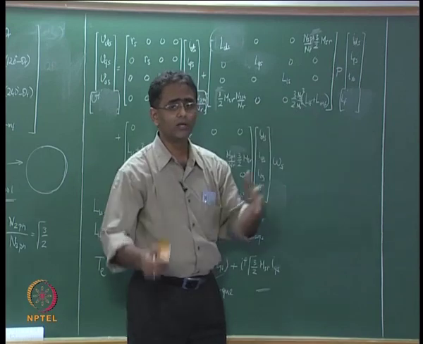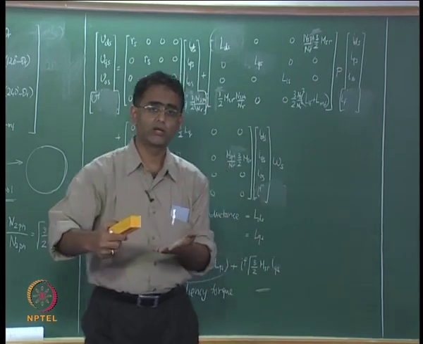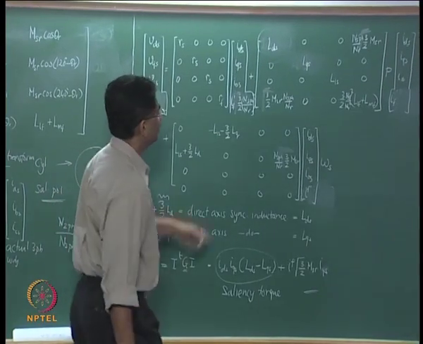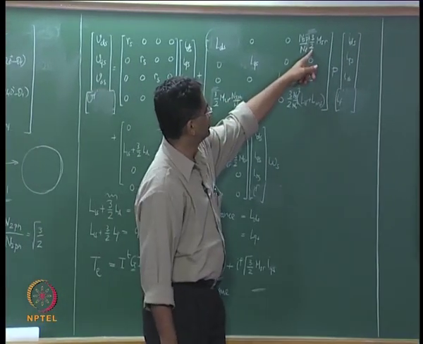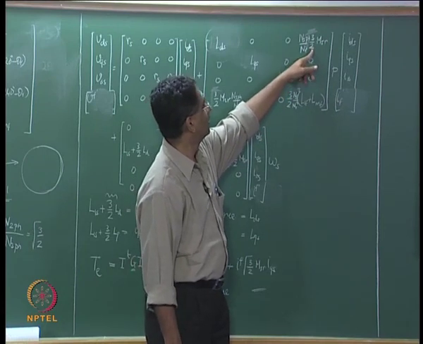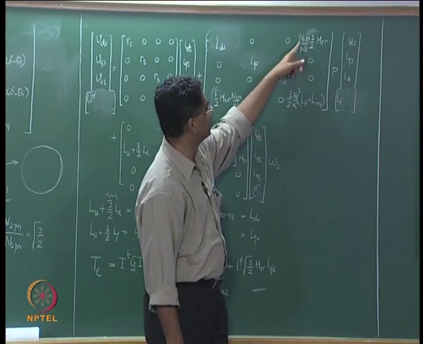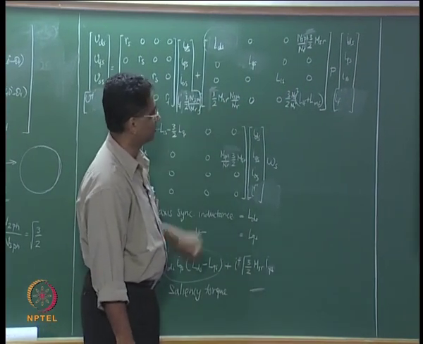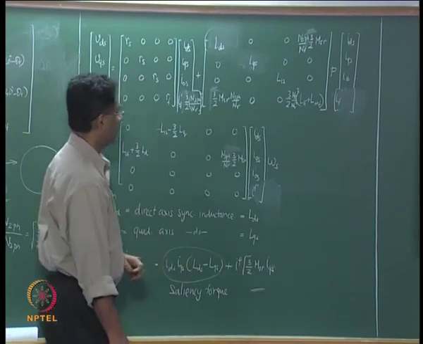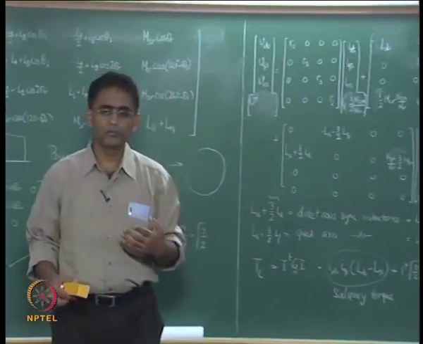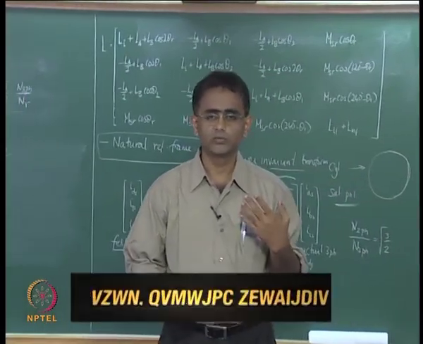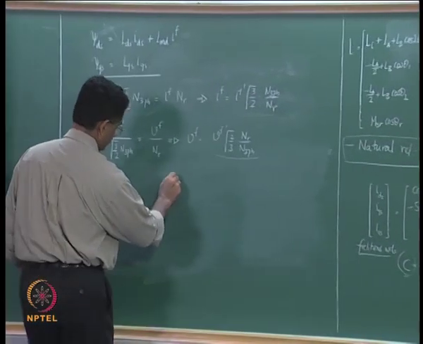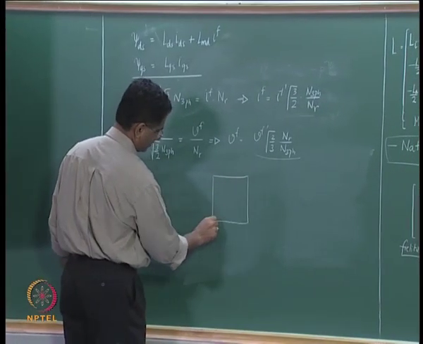MSR is nothing but the mutual inductance between the stator phase and the rotor. 3 by 2 occurs because it is a 3 phase system now, and this mutual inductance is multiplied by the turns ratio, and here also the mutual inductance is multiplied by the turns ratio. Now what happens when you multiply mutual inductance by the ratio of number of turns? That can be understood by looking at a simple system here.